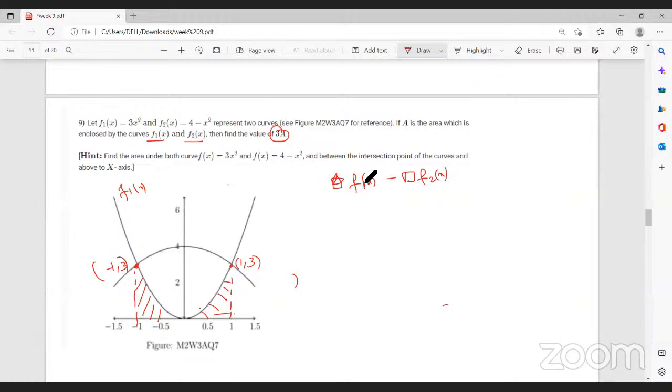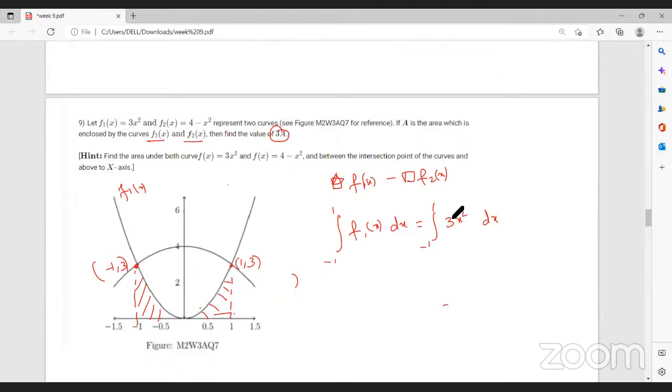Yes, sir. First I have to find out area of f1 of x. That is integral minus 1 to 1 f1 of x dx. So what is f1 here? Minus 1 to 1, 3x square dx. So whether this x square is an odd function or even function? Even function. If I replace x by minus x, I will get f of x only, right? Yes. So I can write it as 2 into 0 to 1 3x square dx, right? Yes, sir.